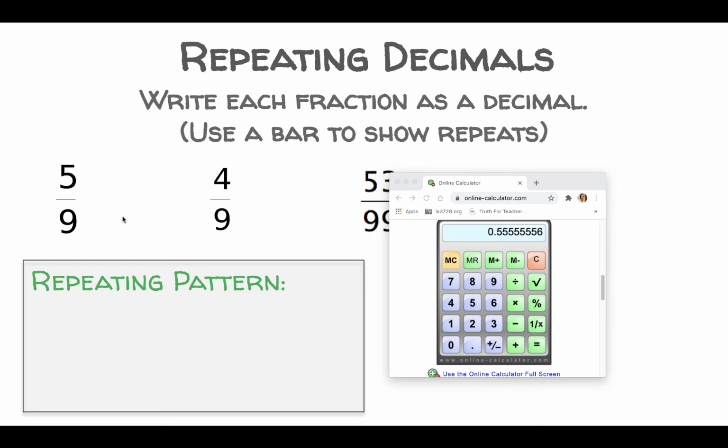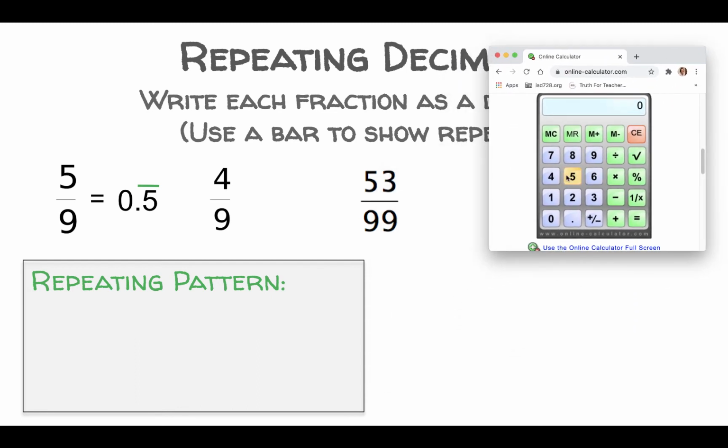So this digit 5 repeats. How do we show that? We put a notation bar over that digit. Go ahead and change 4/9 to a decimal. 4 divided by 9. 0.44444. This 4 is going to repeat forever. So to show that the 4 repeats forever, we put a notation bar over the digit.